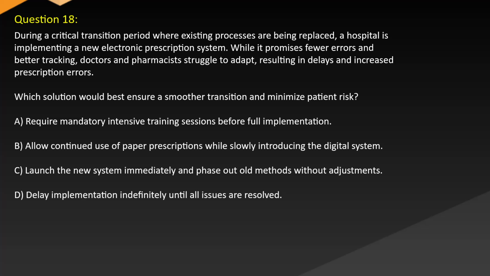Question 18. During a critical transition period where existing processes are being replaced, a hospital is implementing a new electronic prescription system. While it promises fewer errors and better tracking, doctors and pharmacists struggle to adapt, resulting in delays and increased prescription errors. Which solution would best ensure a smoother transition and minimize patient risk?